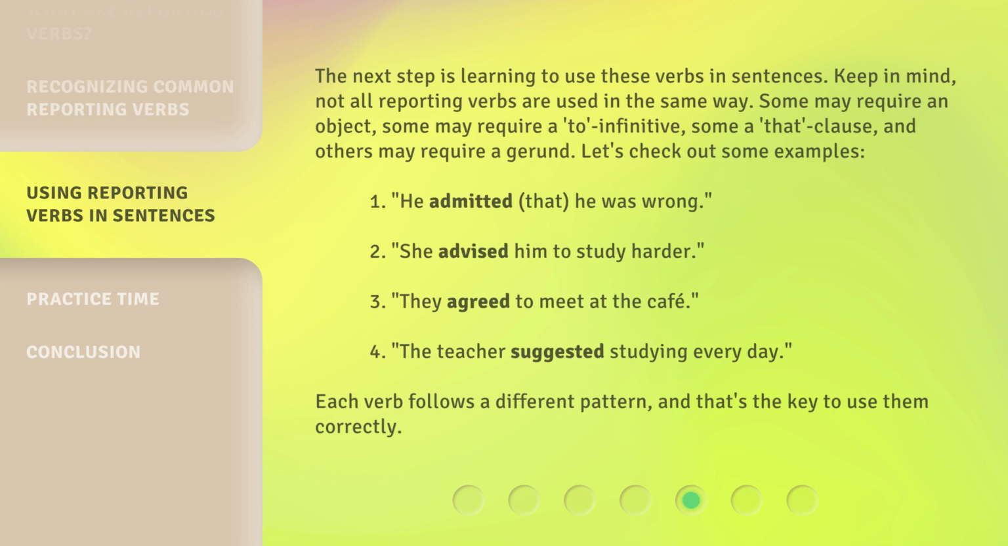1. He admitted that he was wrong. 2. She advised him to study harder. 3. They agreed to meet at the cafe. 4. The teacher suggested studying every day. Each verb follows a different pattern, and that's the key to use them correctly.